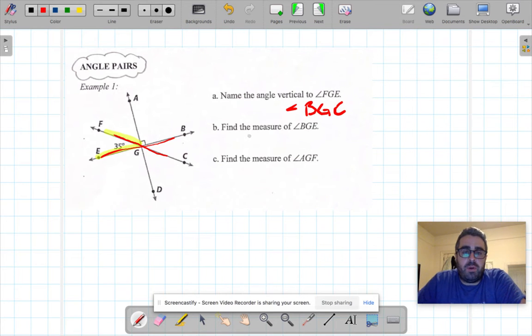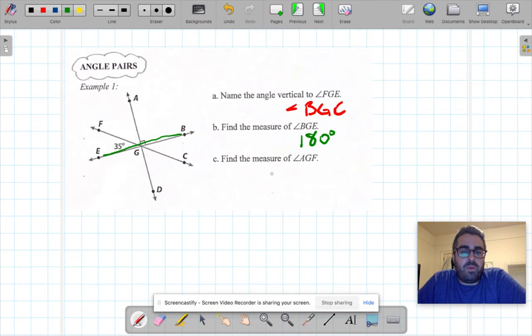Next question, part B says, find the measure of BGE. So first, let's locate where BGE is. I'm going to erase this. Well, we start at B, go to G, and then finally we end at E. And we can actually see that this is kind of a trick question because it is a straight line, and we know a straight line is 180 degrees.